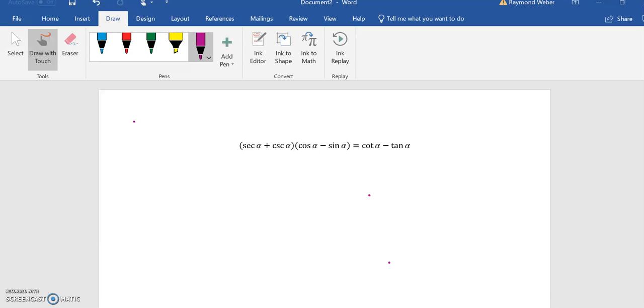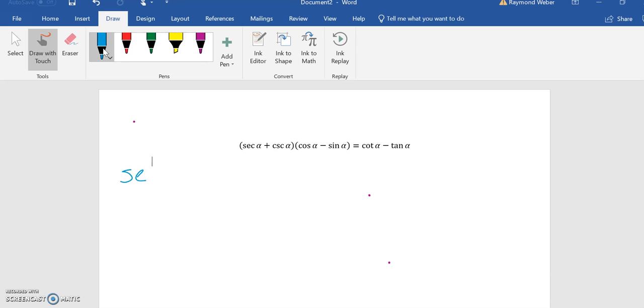Okay, we want to verify this trig identity. And now, in general, we want to start with the larger, the messier side. So I'm going to start on the left side, and I'm going to start by foiling. I see this as a factored problem. I'm like, well, I don't know what to do with it. Let's try foiling and see what happens.